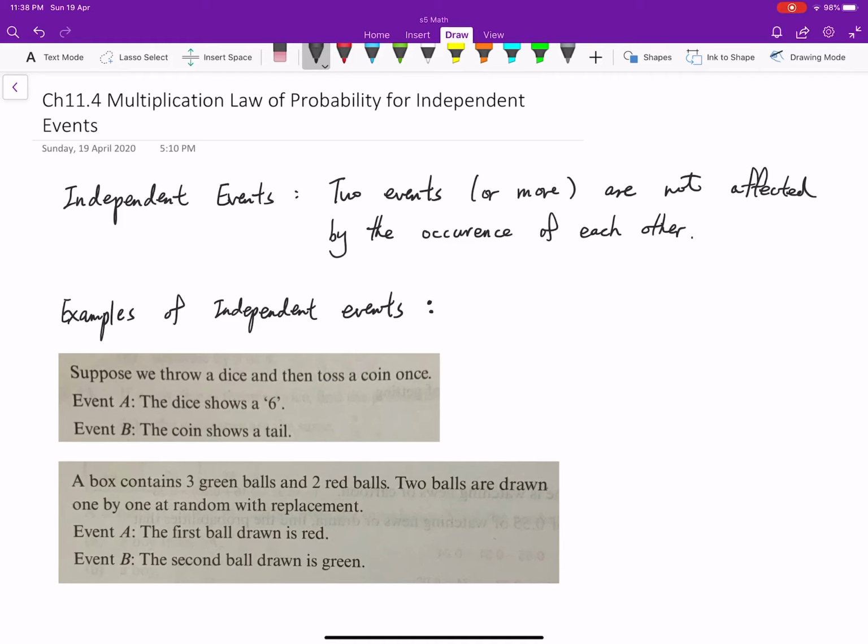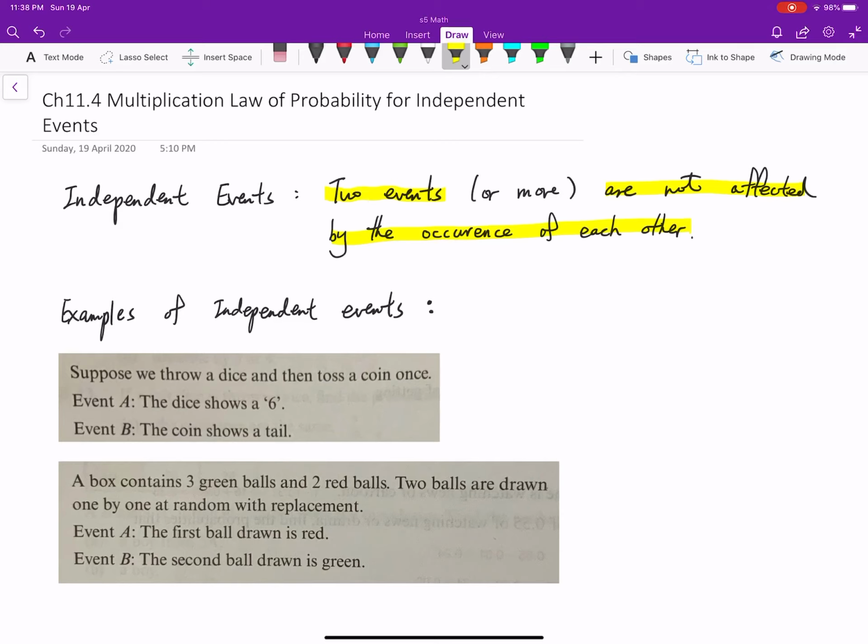So let's start. First of all, I would like to introduce a term to you, which is independent events. Just like what independent said, if two events or more are not affected by the occurrence of each other. That means, for example, if event A occurred, it doesn't affect the probability of event B to occur, and vice versa.